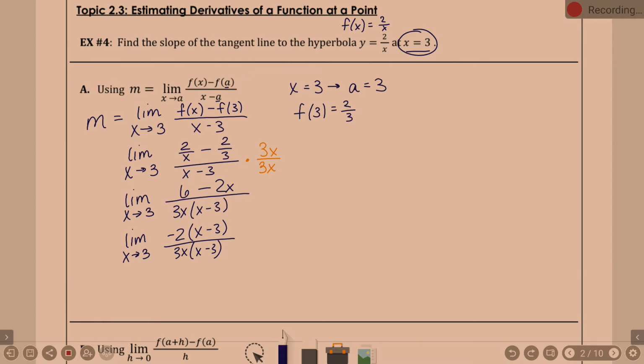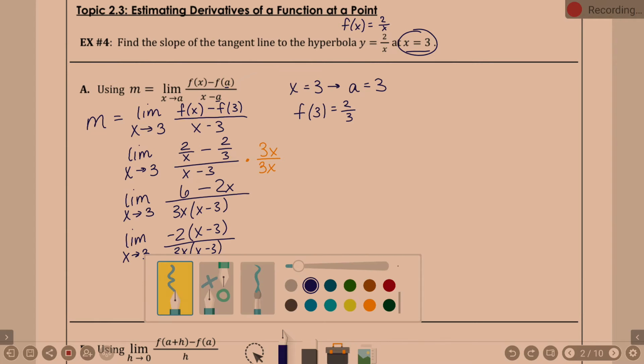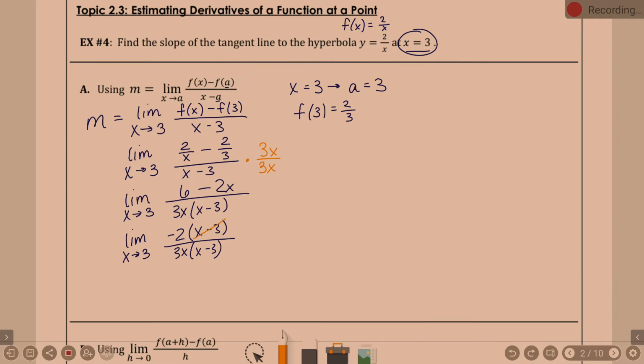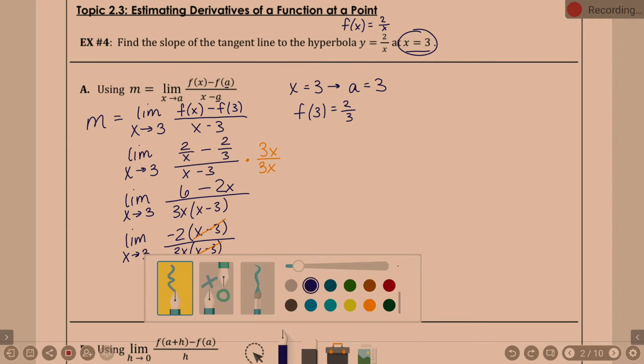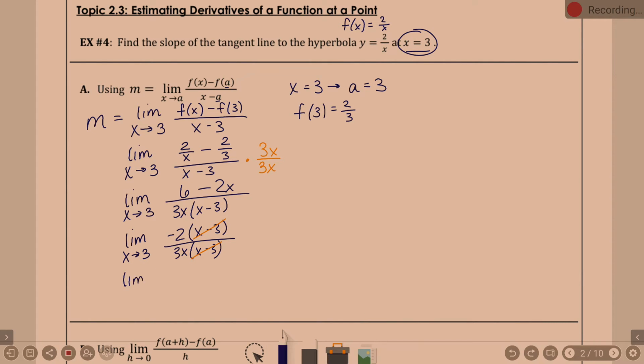This is stuff in calc I expect you to be able to follow. So then x minus 3 is canceled. I have the limit as x approaches 3 of negative 2 over 3x, which becomes negative 2 over 3 times 3, which is negative 2 ninths. And that is your slope of the tangent line.